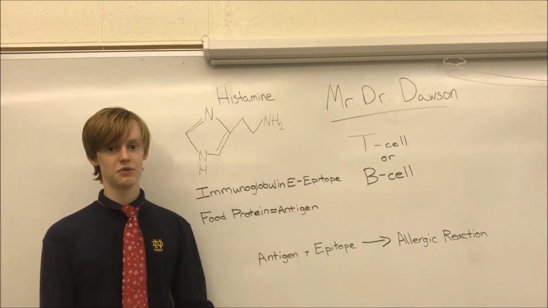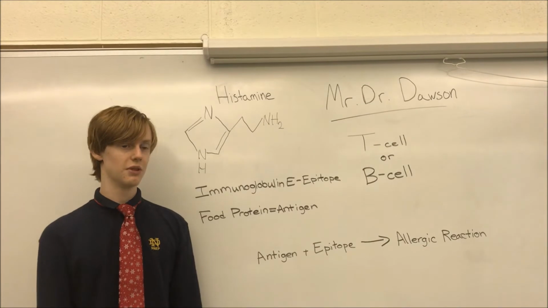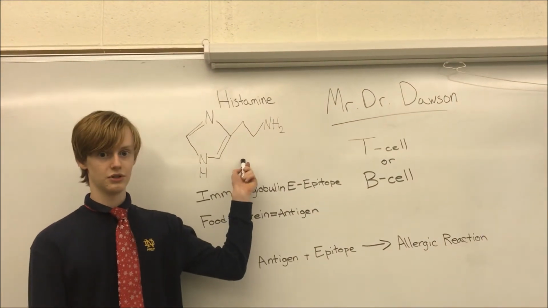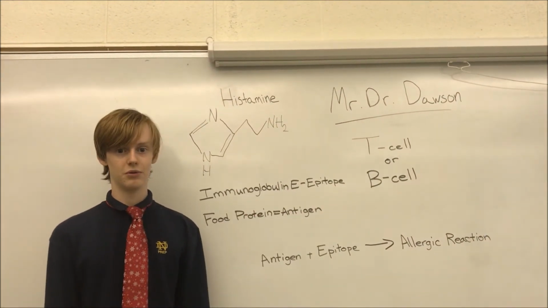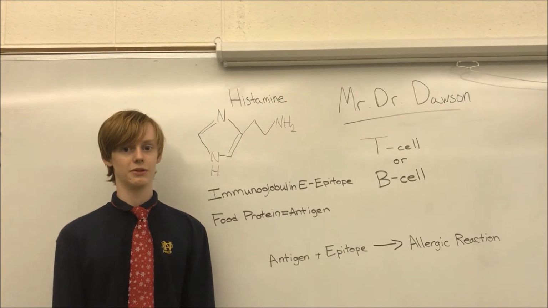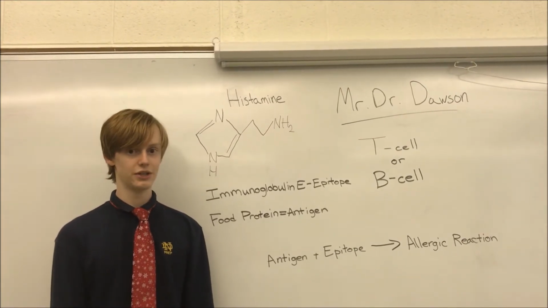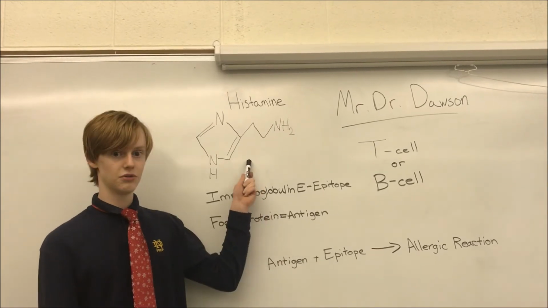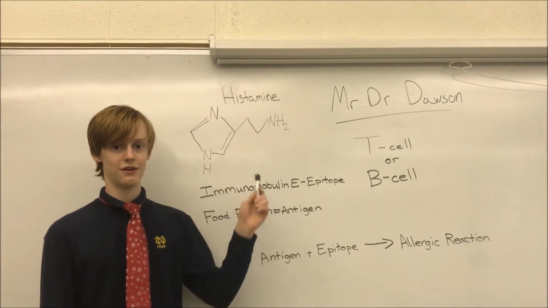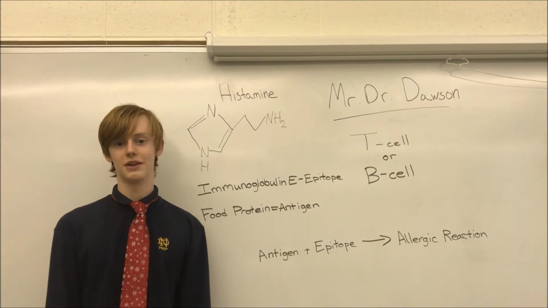The symptoms you see in a food allergy are caused by the release of histamine, which is stimulated by the binding of protein in food to immunoglobulin E. Histamine binds to various receptors on cells, causing inflammation and contraction of smooth muscle, which can cause constriction of areas and causes the choking when somebody has an allergic reaction.